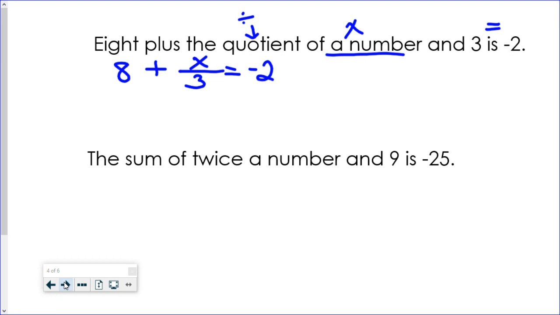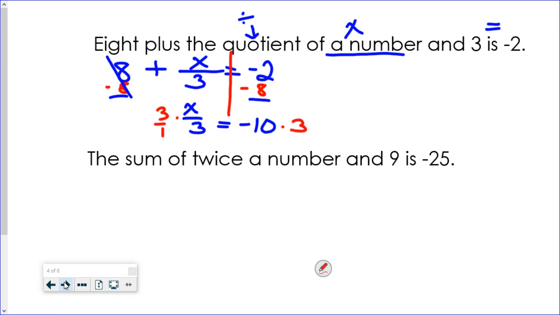If I wanted to solve that, then I draw minus 8, minus 8. Okay? That would go away. X divided by 3 equals negative 10. What's the opposite of division? Multiplication. Okay? And you would just get X equals negative 30. Okay. Last one, the sum of twice a number and 9.